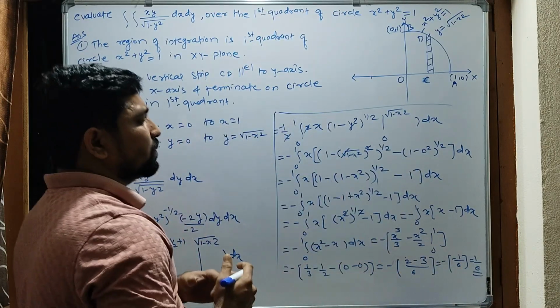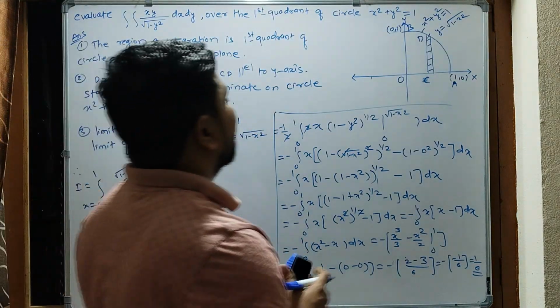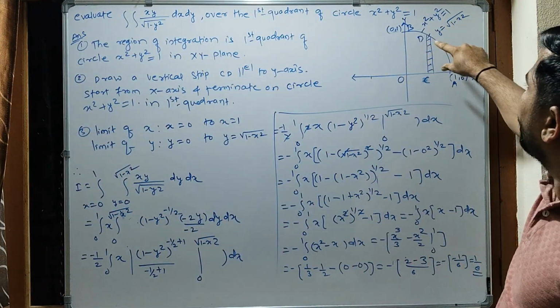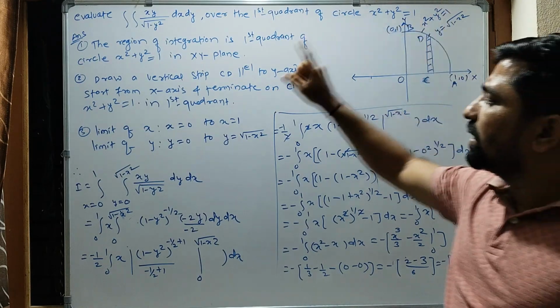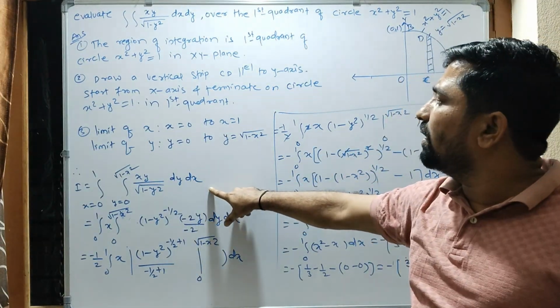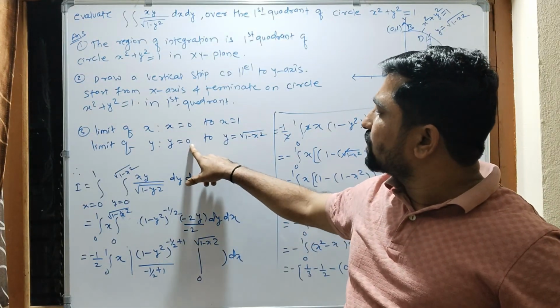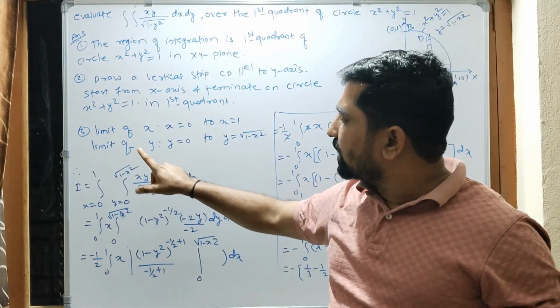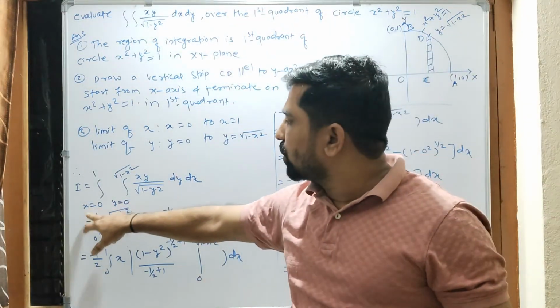So here minus becomes plus. So this is the answer. In this way you can solve. Here I am solving this question with the help of the vertical strip method. That's why first integrate with respect to dy and then dx. So you are integrating first with respect to dy. Write the limits of y 0 to under root 1 minus x square. After that write the limits of x equal to 0 to 1.